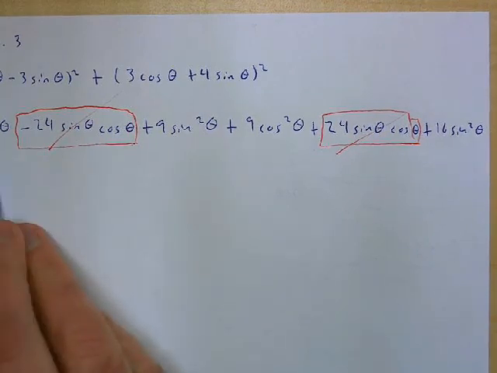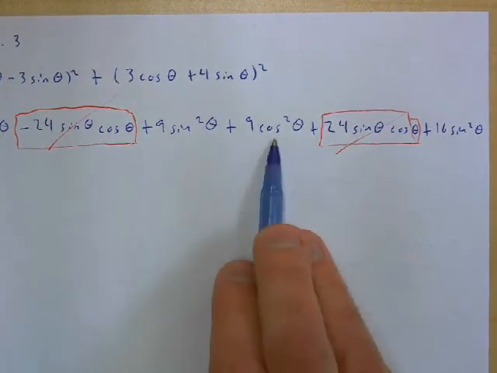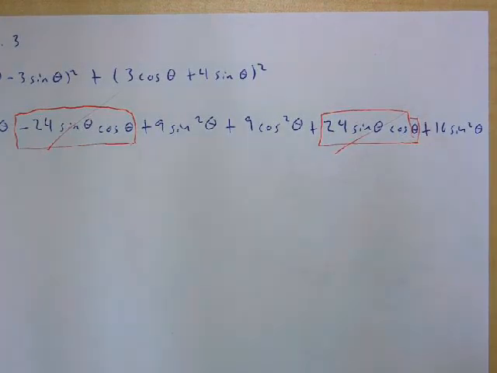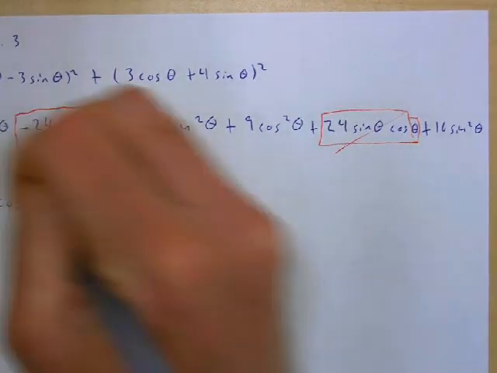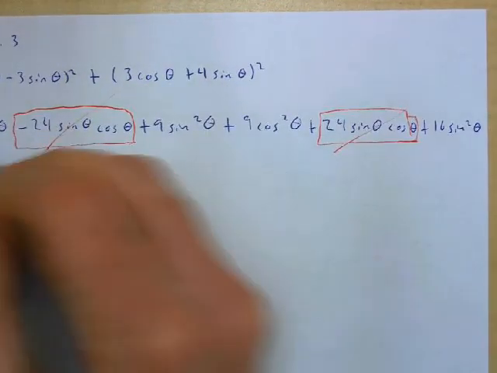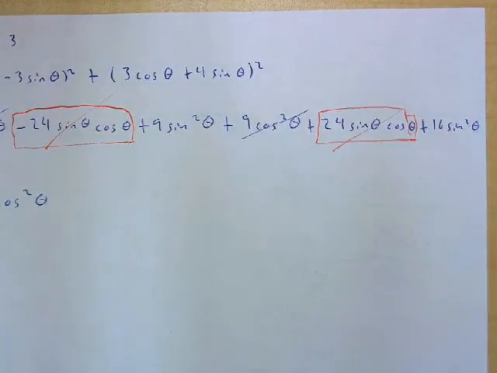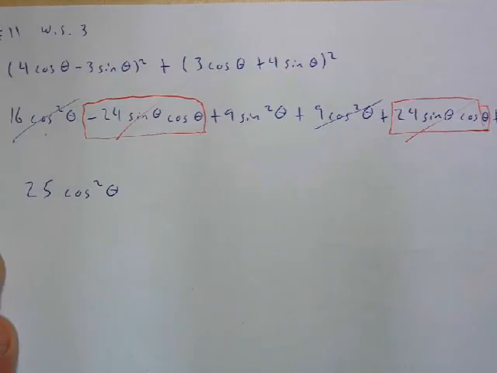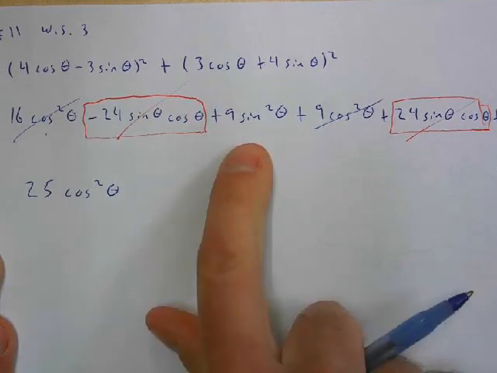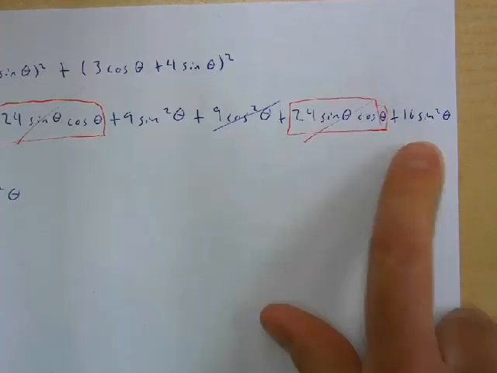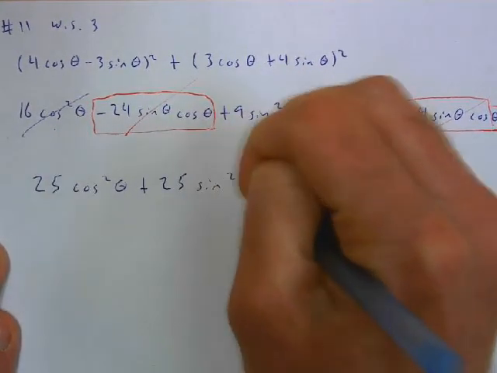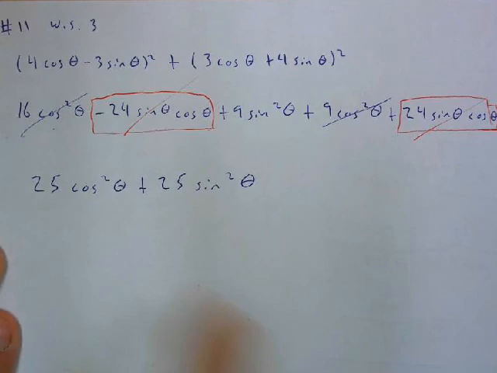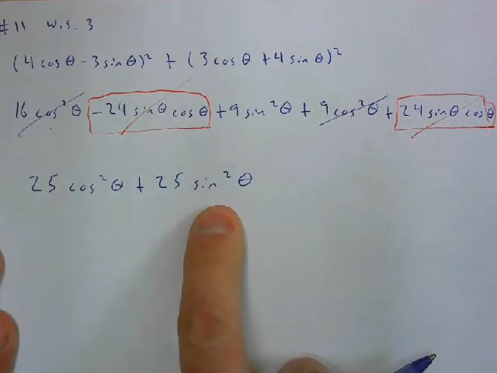I got 16 cosine squared theta, and then I've got 9 cosine squared theta. So then how many cosine squared thetas do I have altogether? Well, 16 plus 9, we get 25 cosine squared theta. Okay, and then that takes care of those. I'm just going to cross them off because we've used them already. I'm sorry, I couldn't even see on the edge over here. And then we've got 9 sine squared theta plus 16 sine squared theta. We'll then add those together, and I get plus 25 sine squared theta. Okay, so big, long second line here. Got it down to something much simpler now.